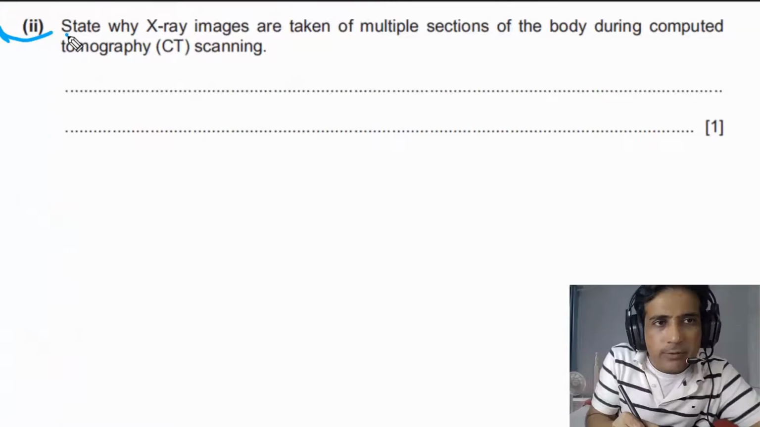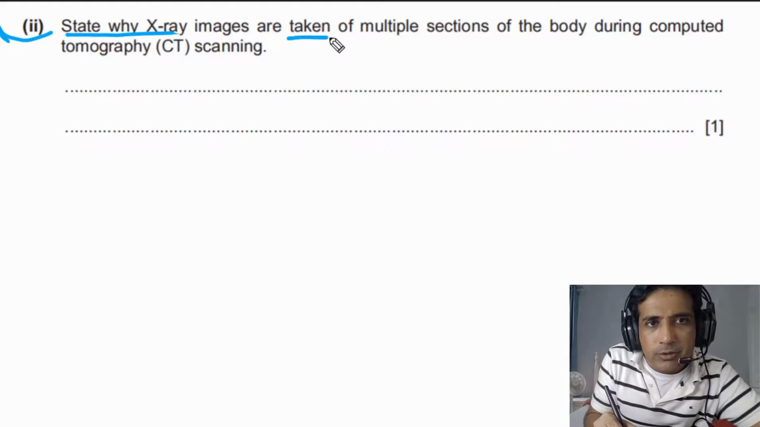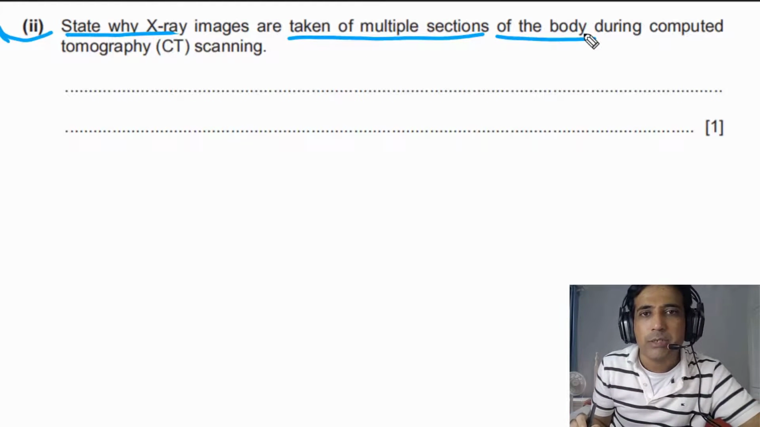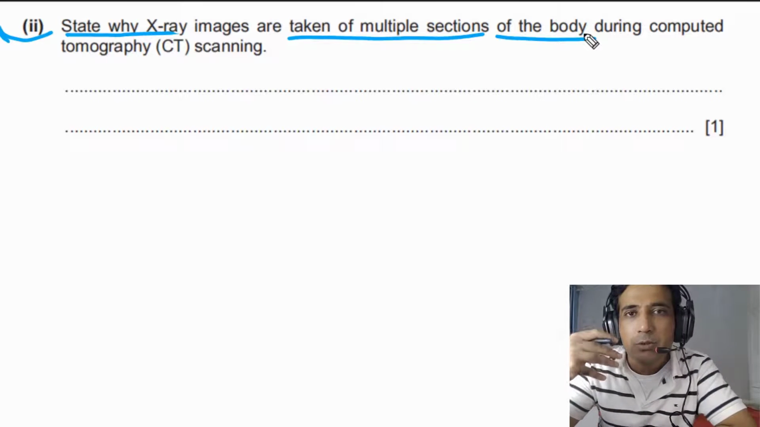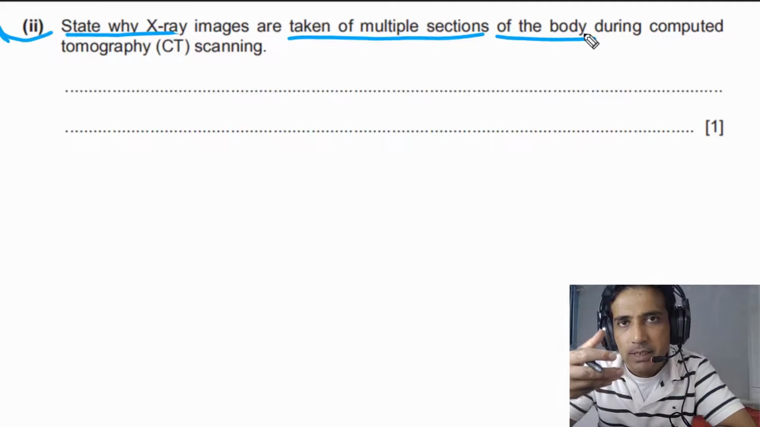For the second part, we need to state why X-ray images are taken of multiple sections of the body during a CT scan. For this question, we need to understand the difference between CT scan and X-ray.